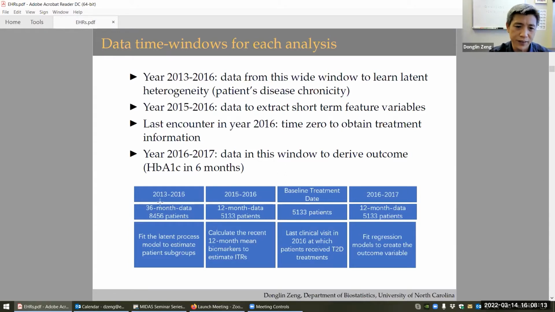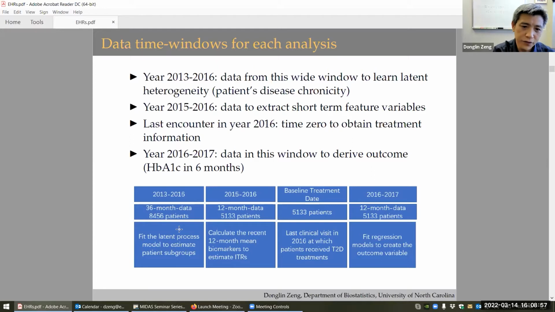So first the 3-year window, 2013 to 2016, is basically 36 months of data. We use this data to try to extract some latent features about the patients. Why do we use this long window? Because we're going to use all the longitudinal biomarkers collected over 3 years. From that very long window, we can understand the long-term latency among the patients. But in addition, we also use 2015 to 2016, a 1-year window, which is a very short window, to extract feature variables about the most recent health status of each patient.